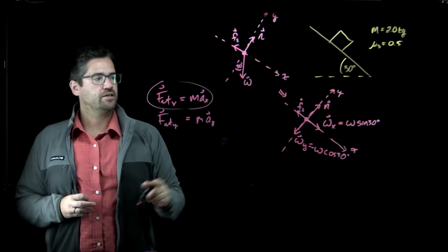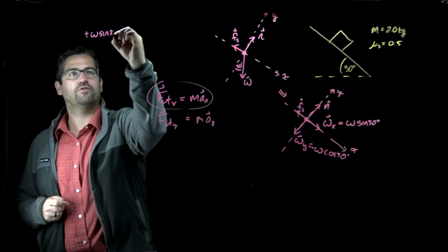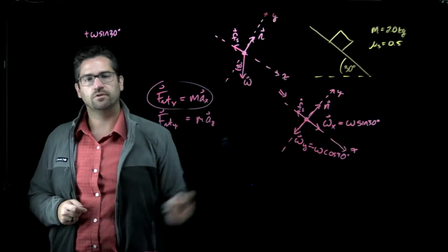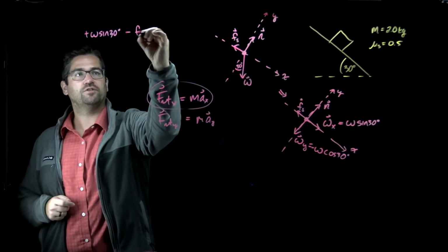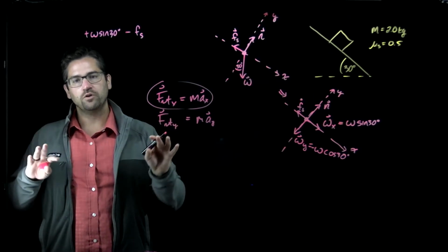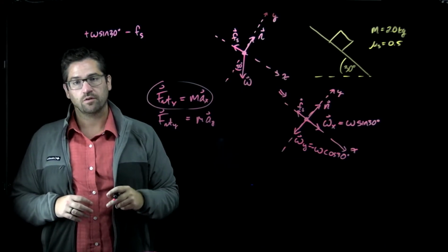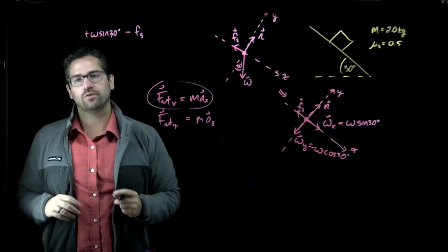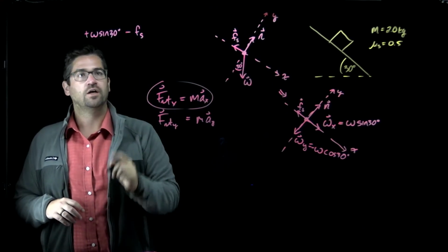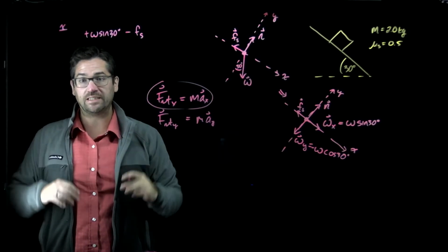So F net in the x: I've got plus the weight times sine of 30 degrees down the ramp, and that's my plus direction. And then I've got in the opposite direction the friction force. Now notice what I've done here. I have removed the vector signs and I have included plus or minus when I'm putting the magnitude of the force up there. So the plus or the minus is my direction here, because this is just along the x-axis. So now I'm doing 1D.